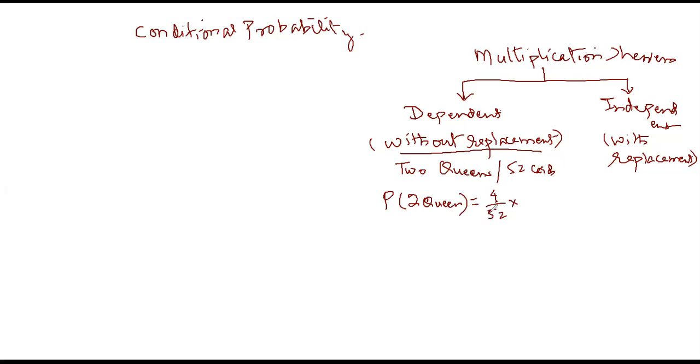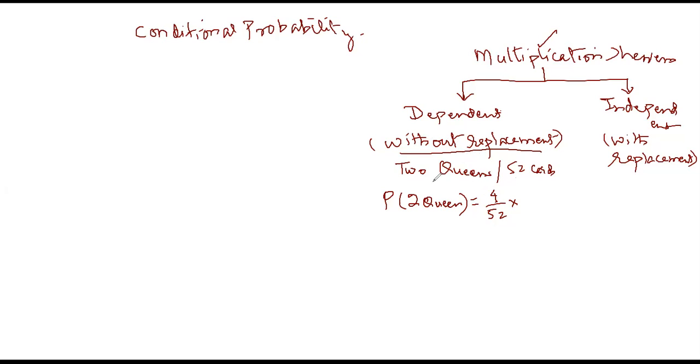And because the first event is done and we are going to the second event, the word we are using is "and", so multiplication will come. And the card which is selected is not being placed back, so that means without replacement. So one card that was taken out is not put back. Therefore, the card selected was a queen.